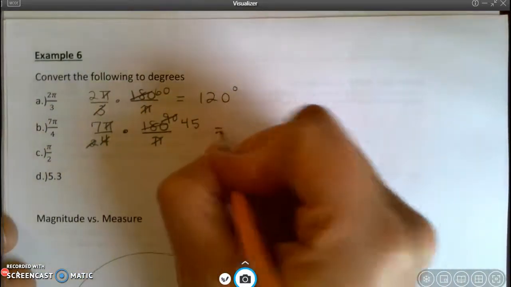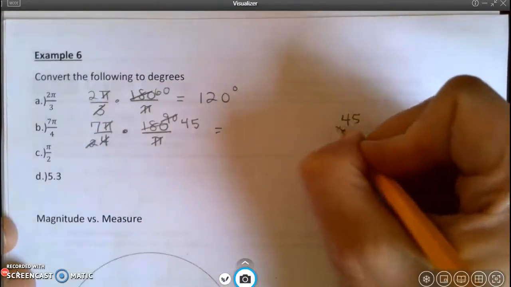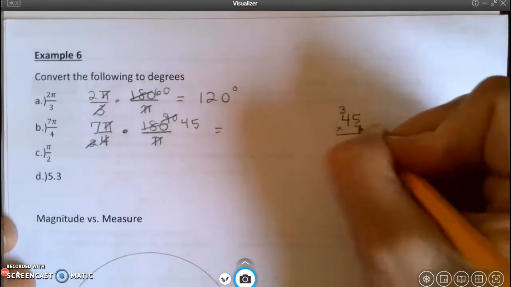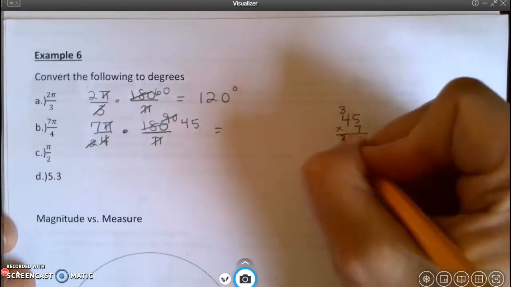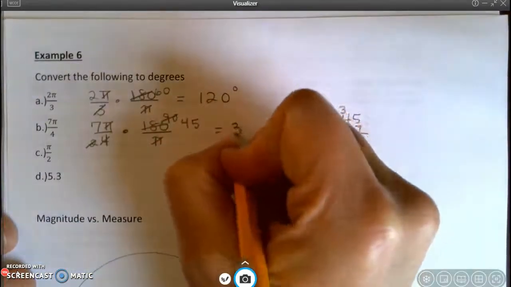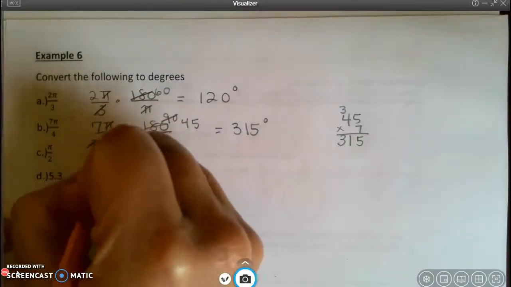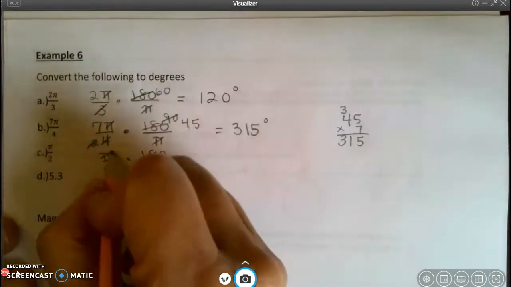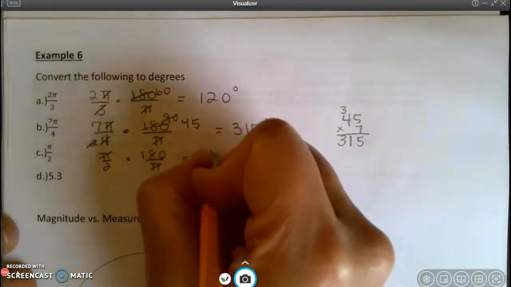And all I'm left having to do is 45 times 7. I'll do that off here to the side. 45 times 7. 5 times 7 is 35. Carry the 3. 7 times 4 is 28, and add 3, 29, 30, 31, 315. So I get 315 degrees. Letter C, I have pi over 2. Again, I multiply by 180 over pi. The pi's cancel, and 180 divided by 2, I know, is 90.